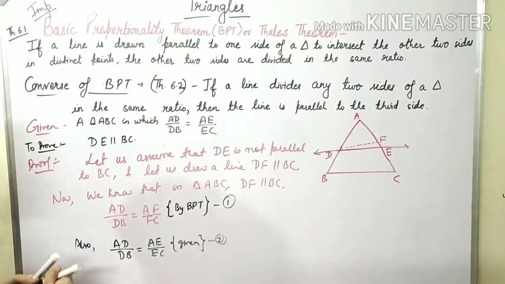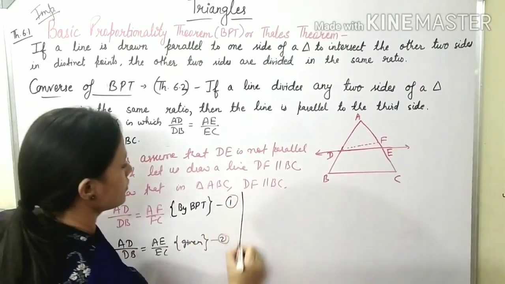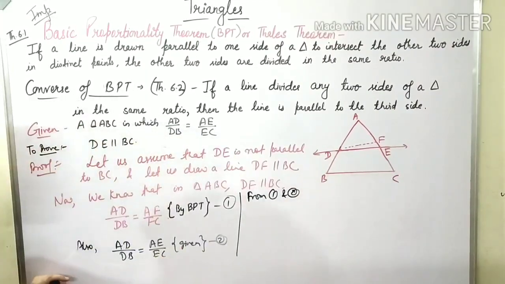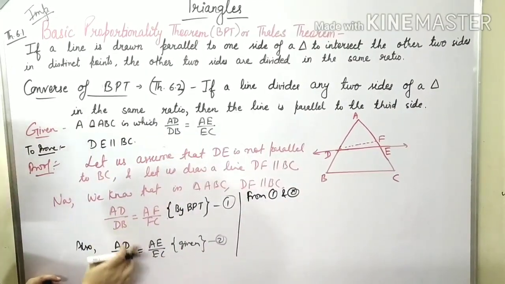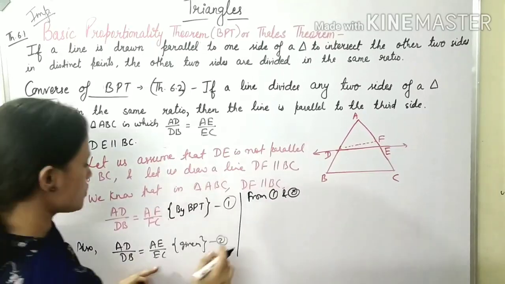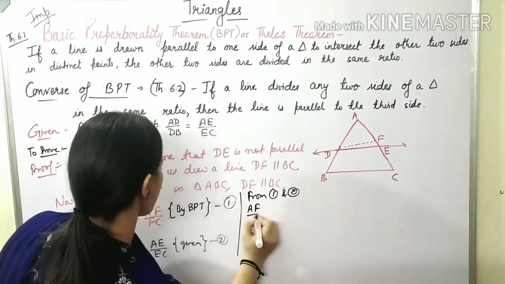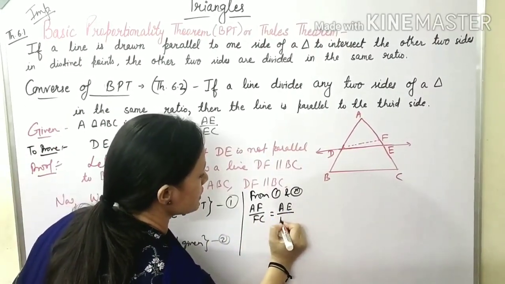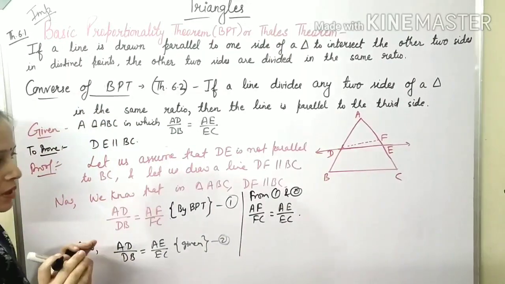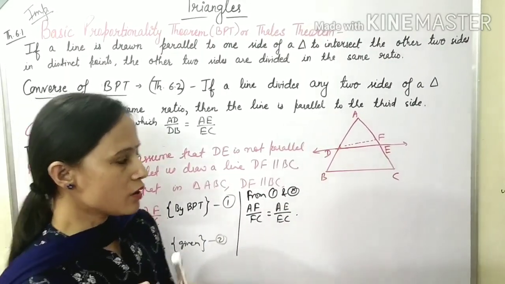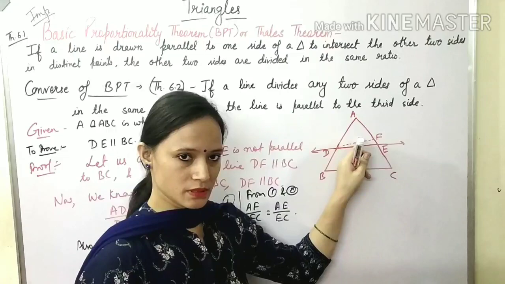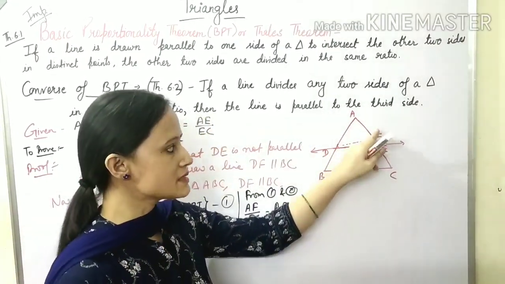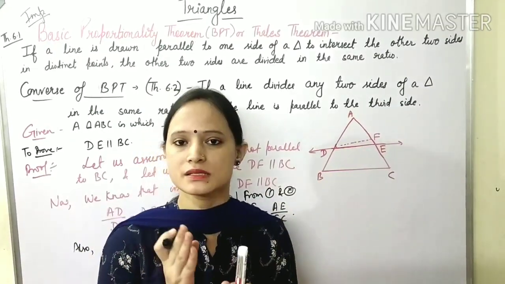Now from 1 and 2, we can observe that the left hand side of both the equations is equal. So therefore the right hand side will also be equal. So we can write AF upon FC is equal to AE upon EC. Now, see what we are trying to do here. We know that it is not possible. The only answer is that DE is going to be parallel to BC. So we are going to prove that these are not two different points. They are the same point only.